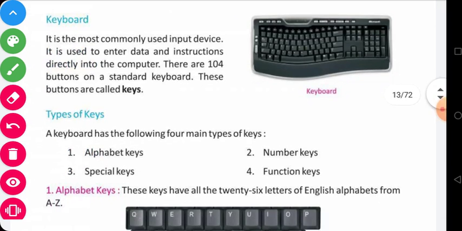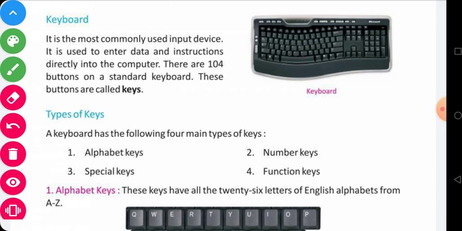Types of keys. Now we are going to learn how many types of keys are present in this keyboard. A keyboard has the following 4 types of keys. The first one is called alphabet keys. The second type is called number keys. The third one is called special keys, and the fourth one is called function keys. If you look carefully at any keyboard, in your home, or in your school, or anywhere, there are mainly 4 types of keys present on a keyboard.